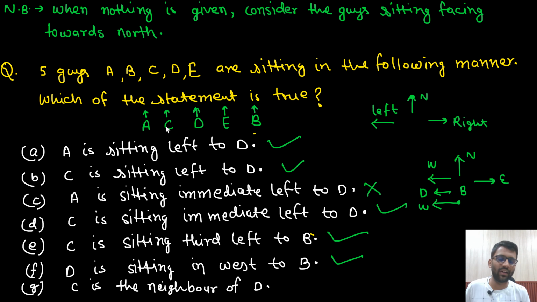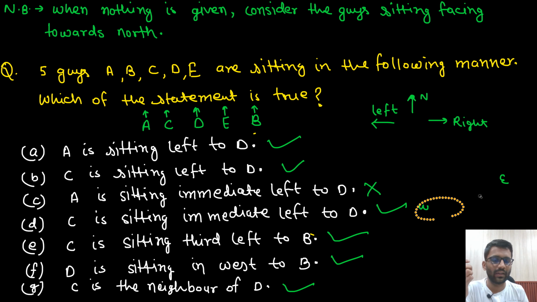And C is the neighbor of D. Yes. If I ask who the neighbors of D are, what will be your answer? C and E. The neighbors of D are C and E. So this is also correct. Okay, now let's see another problem.